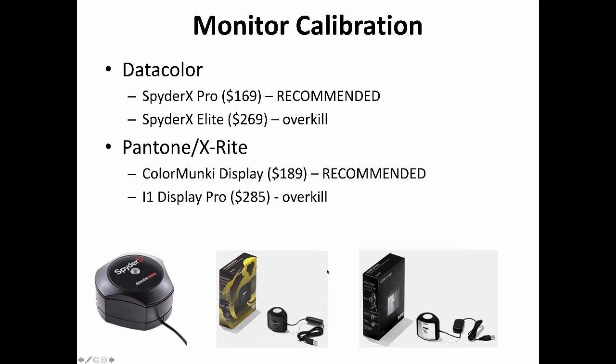Now they have the Spider X series of calibration devices. They offer two different models, the Spider X Pro for $169 and the Spider X Elite for $269. The colorimeter device is actually identical between the Pro and the Elite. The only difference is the software that comes with it. I find that the Spider X Pro is perfectly adequate for the needs of any digital artist. The Spider X Elite is really unnecessary, so there's no reason to spend that extra $100.